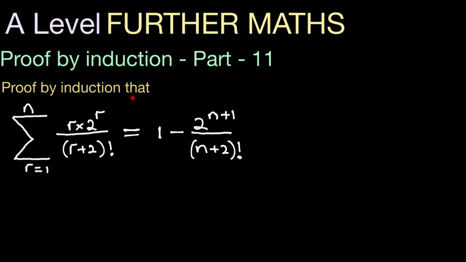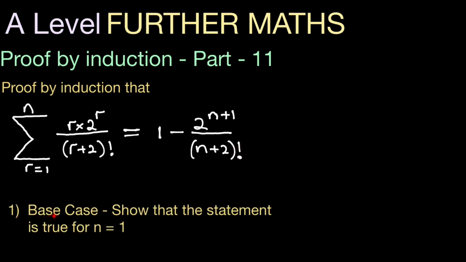Prove by induction that the sum of r times 2 to the power r over (r plus 2) factorial equals 1 minus 2 to the power (n plus 1) over (n plus 2) factorial. First, we show the base case, to show that the statement is true for n equals 1. Then we look at the left side and the right hand side.